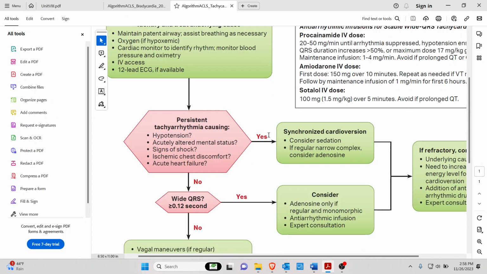Now, same rules apply to bradycardia as far as the rate is problem number one. We're only looking for an additional problem of these 5 symptoms: hypotension, acutely altered mental status, signs of shock, that's catecholamine release, that's a shunting of blood from the periphery to the core. So pale, cool, diaphoretic skin. Ischemic chest discomfort, we know what that is. And then acute heart failure.